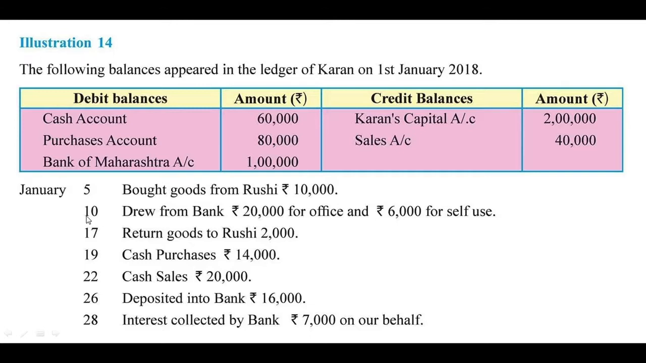Then 10th January, drew from bank rupees 20,000 for office use and 6,000 for self use. So office use, it means cash comes in the office. So we have to debit cash account. While personal use is a drawing. You have to remember always personal use is a drawing. So that is why you have to debit drawings account. While this money is withdrawn from the bank, so bank becomes the giver. So that is why Bank of Maharashtra account should be credited for total rupees 26,000.